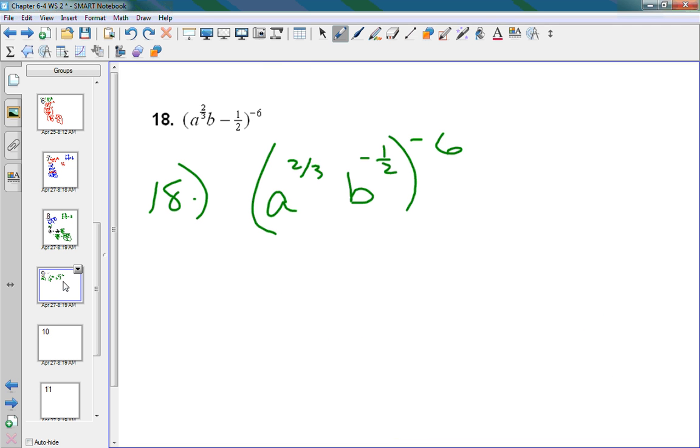Number 18 has a typo. Please fix the typo. It says b minus 1/2. That's actually supposed to be b to the negative 1/2. You're supposed to fix that on your paper also.